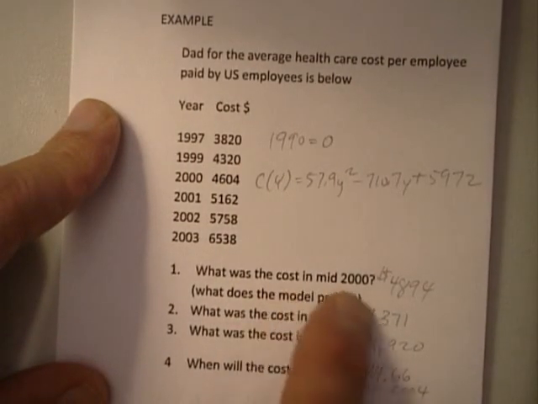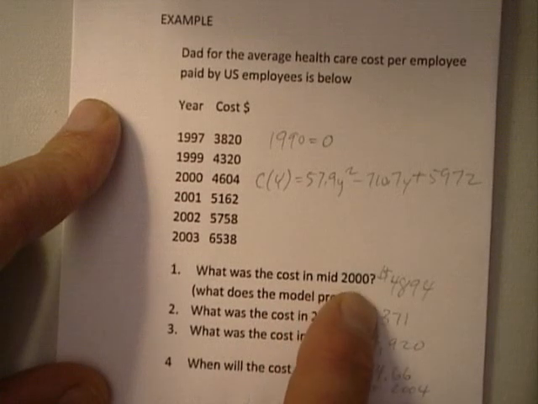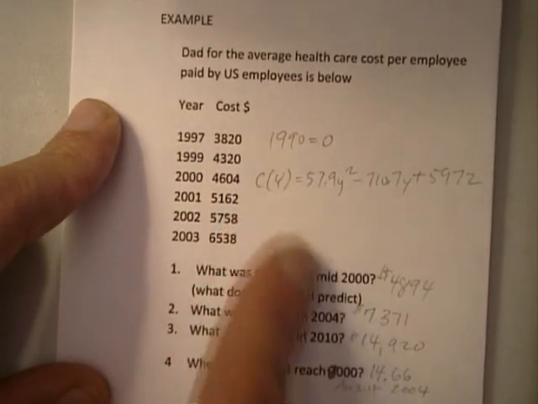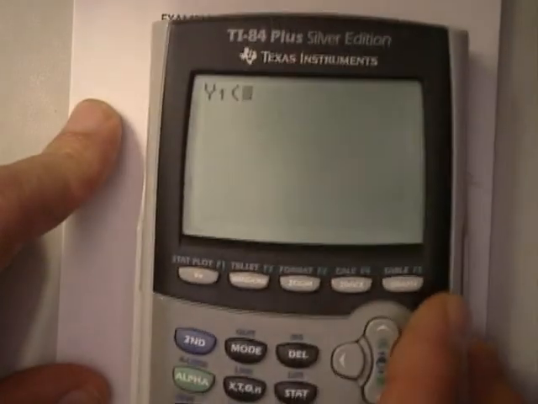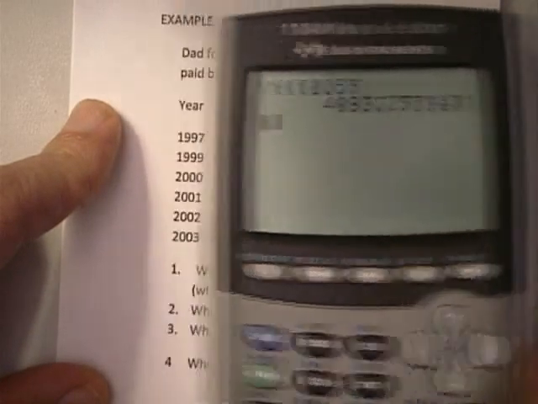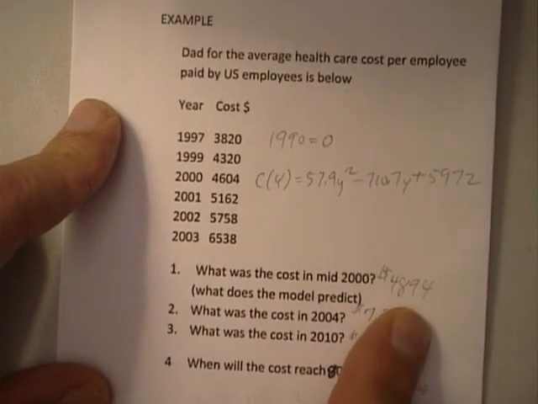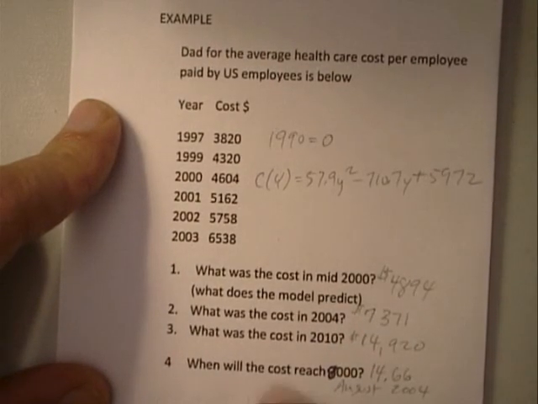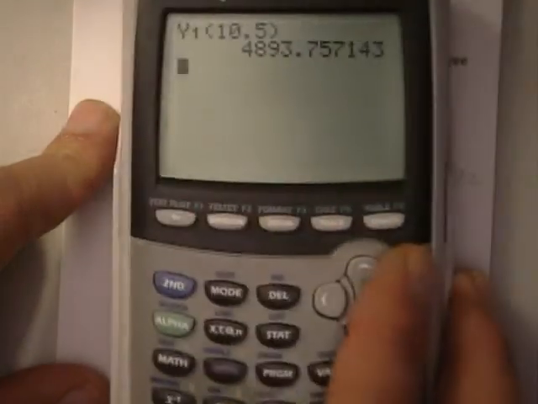In this case, mid-2000 would be, well, 90 is 0, so that's 10.5. So I put 10.5 in as my input, and out comes 48.94, the answer I already have written down. How about the rest of these? Well, very easy at this point.